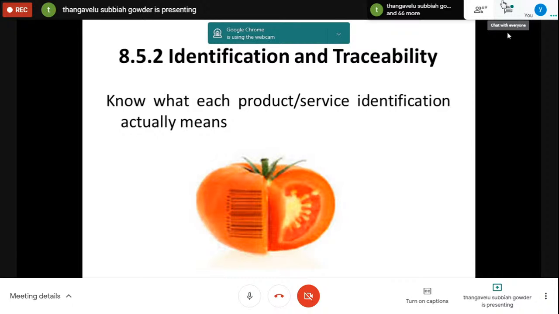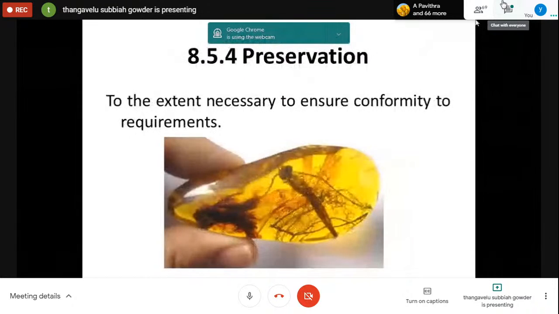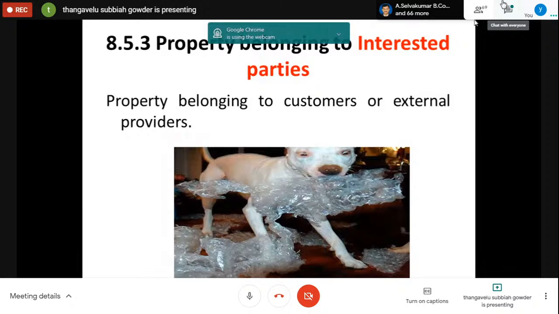That this is property belonging to interested parties, particularly students. See, we are talking about interested parties. It can be students, learners, parents, society at large, industry, and the government as well. And neighboring people who are related to this institution will also be called interested parties.